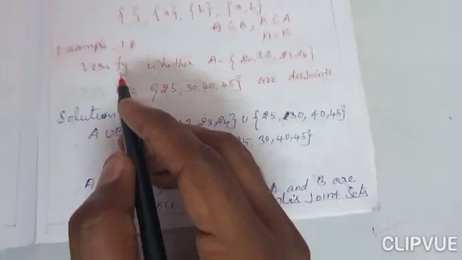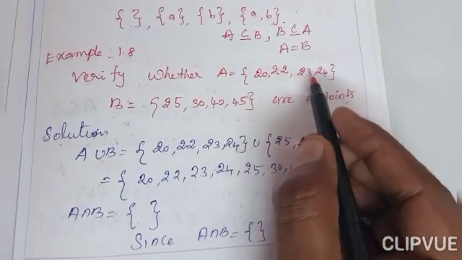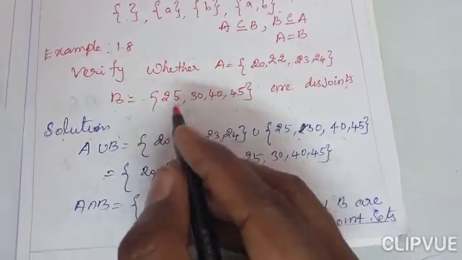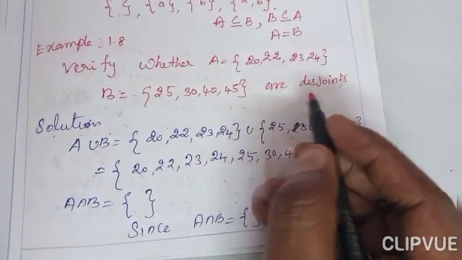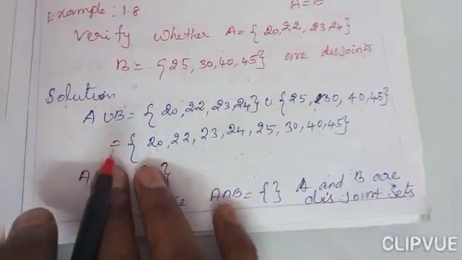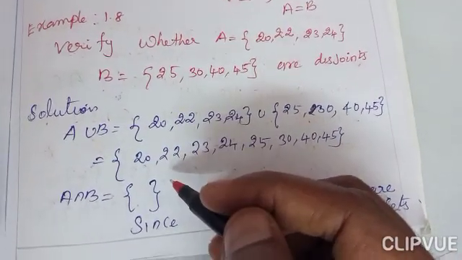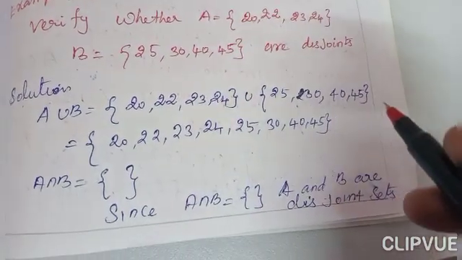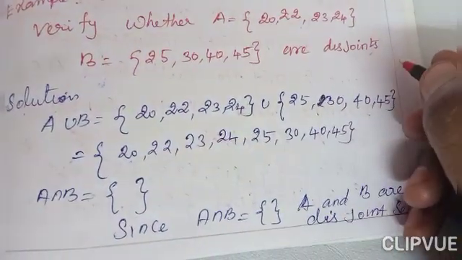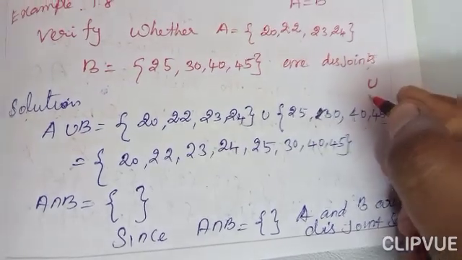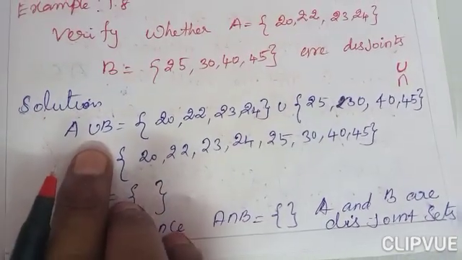Example 1.8 is given in the text. Verify whether the elements of set A equal to 20, 22, 23 and 24, and the elements of set B equal to 25, 30, 40 and 45. They are asking whether A and B are disjoint or not. Before that, we will understand what is meant by A union B and A intersection B. Then easily we can write whether the two sets are disjoint or not. This symbol represents union, and this symbol represents intersection.